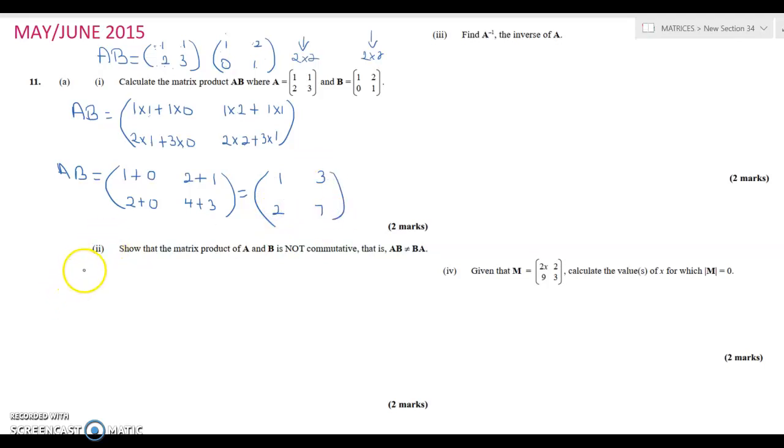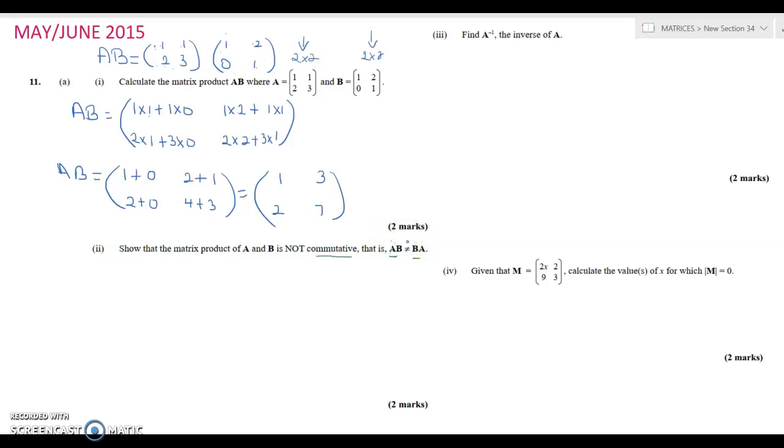Now in part 2, they said, show that the matrix product of A and B is not commutative. That is, AB is not equal to BA. We already worked out what AB is in part 1. Now we need to work out BA and show that those two matrices are not equal to each other. You need to remember what commutative is, because they could have left out this piece here, that AB is not equal to BA.